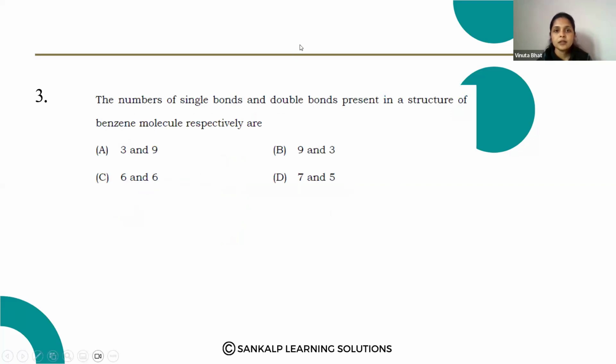Next one. The number of single bonds and double bonds present in the structure of the benzene molecule, respectively. Here, the number of single bonds and double bonds in benzene. So what is the formula? C6H6, right? Total 6 carbon atoms. 1, 2, 3.